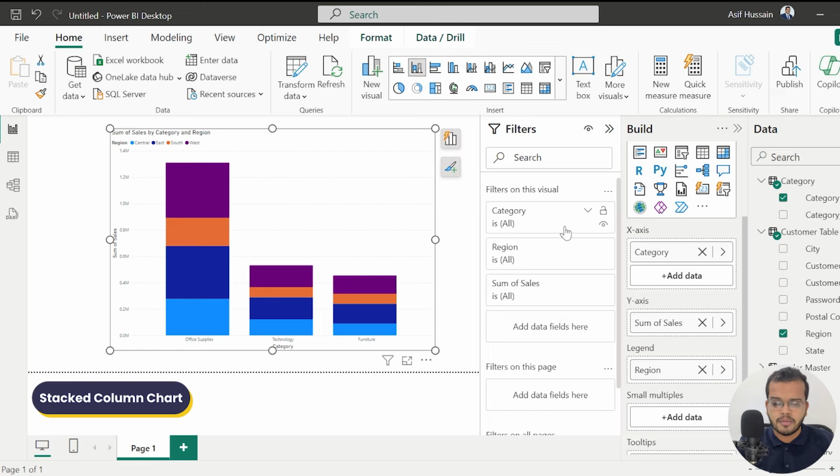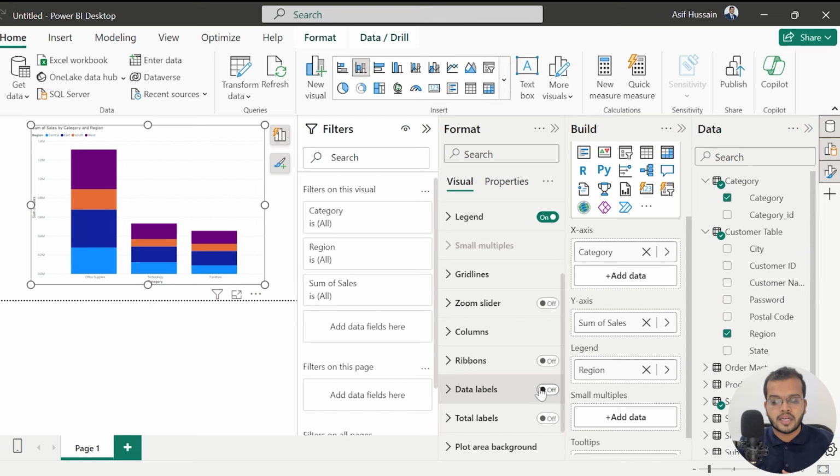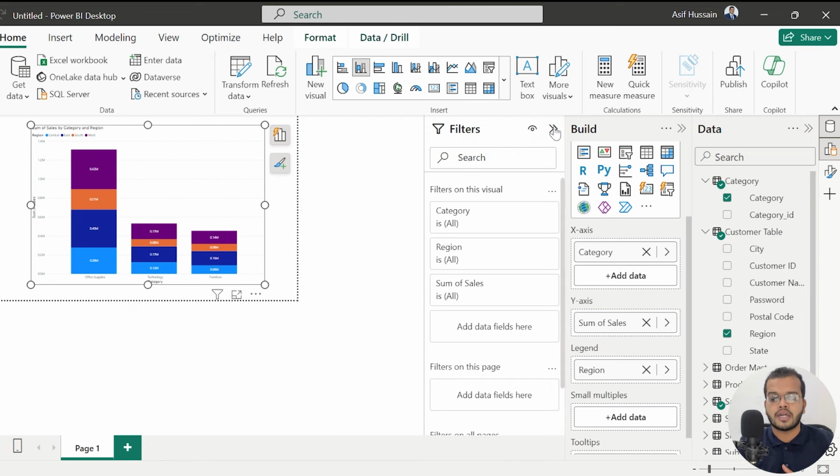If you want to have the data labels, we need to format it. I'm going here, and on my data labels, I am getting the values here. Now we need to format it by increasing the size, and if you want you can change the color and so on. So this is how a column chart can be used.